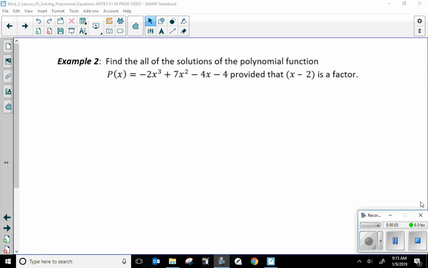All right, welcome to Unit 2, Lesson 5, Part 2. Hopefully this won't take too long. We left off with example 2 here.